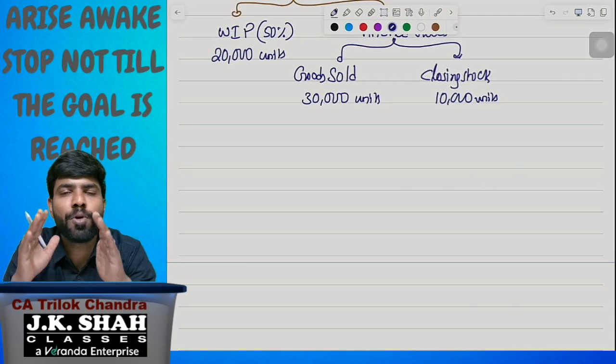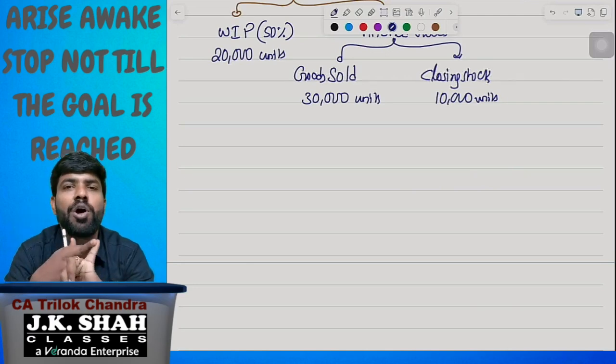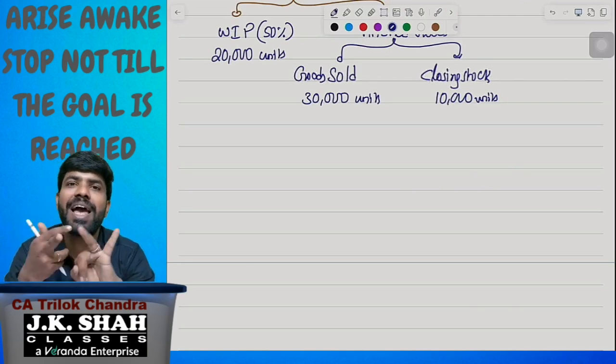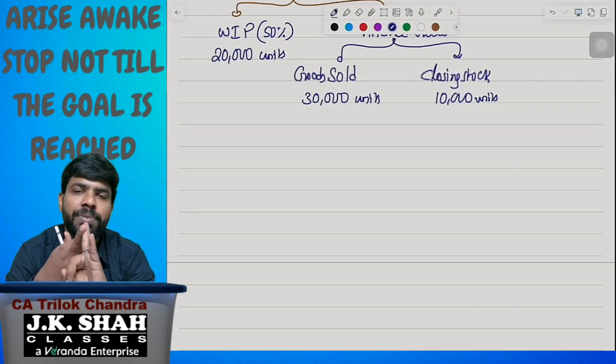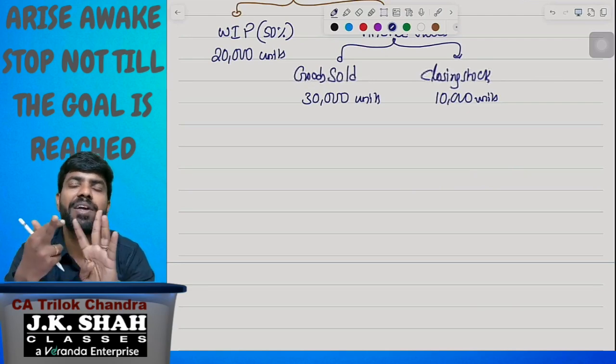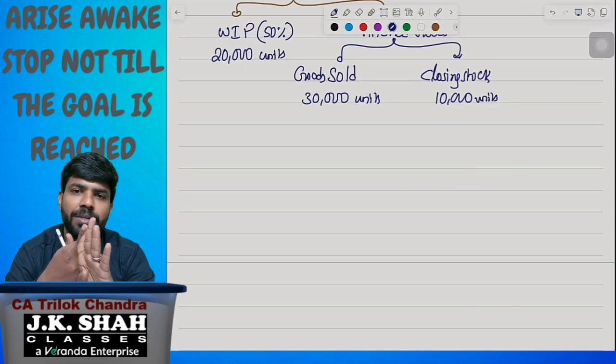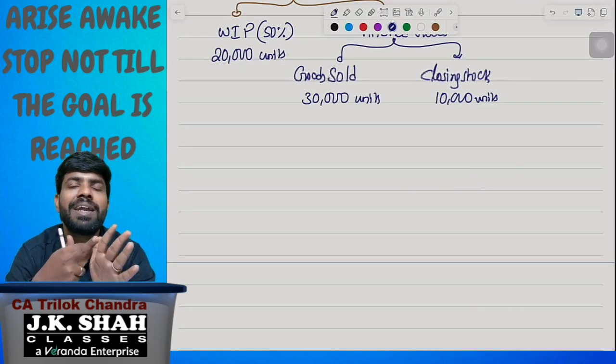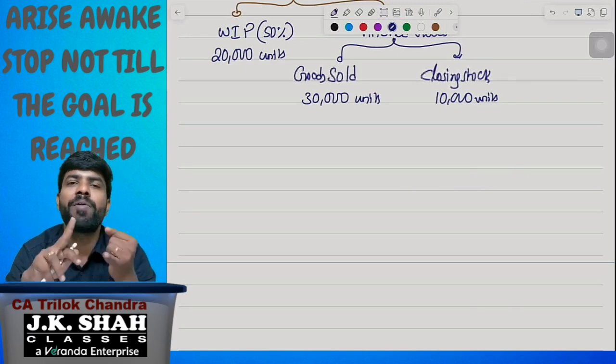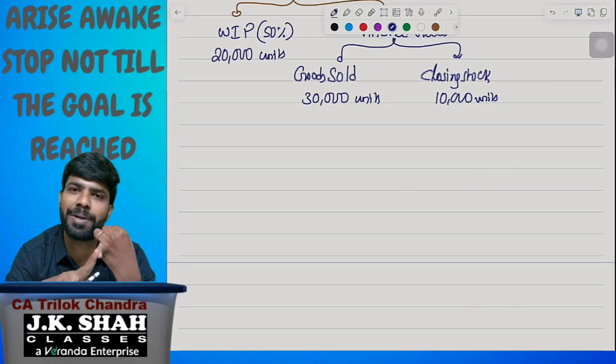Please understand, I am going step by step. First, I explained how to calculate the absorption rate. Then I explained how to charge it to the product. Then I explained budgeted rate versus actual rate, then absorbed overheads, then under or over absorption calculation. Now I am explaining the treatment of under or over absorption.